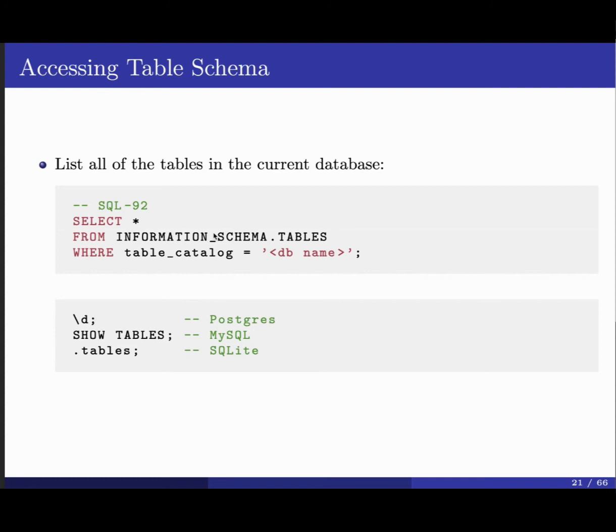You can do something like this, but if you are familiar with Postgres, you can do \d. If you are familiar with MySQL, you can use show tables. So it looks like the shortcut is going to internally implement this SQL-92 statement in order to allow us to list all the tables in the current database, etc.